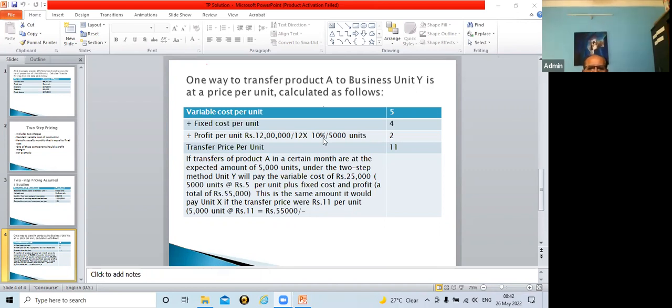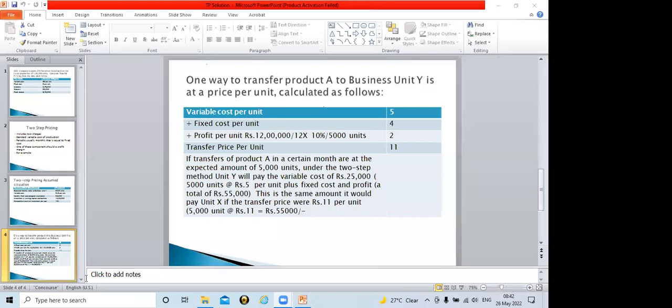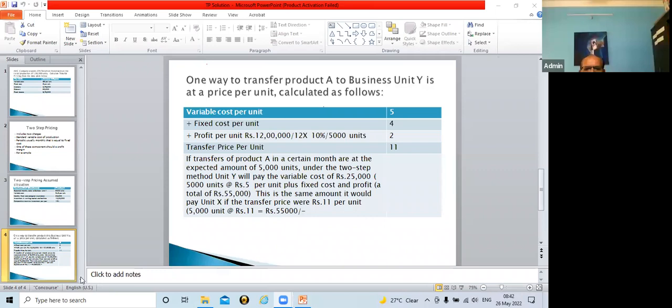That is 1,20,000. This is for the year. Then we calculated on a monthly basis. That is 10,000 rupees. This is monthly, and total units are 5,000. 10,000 divided by 5,000. This way we got 2 rupees profit per unit. So 5 plus 4 plus 2, 11 rupees. So this way we have solved. Any doubt so far? Would you please explain how 11 rupees has come? Also, would you please share some more examples with us for homework?